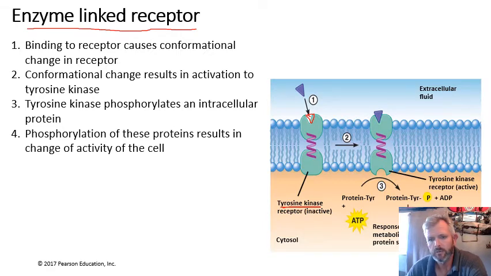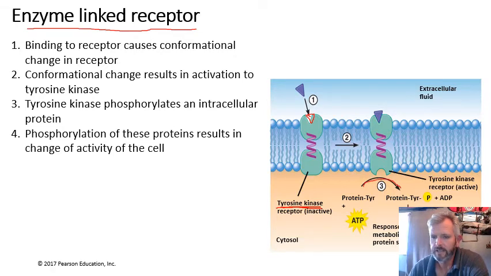So you see with no chemical messenger, the kinase is inactive. Binding activates the kinase, and remember from our enzyme lectures, what does a kinase do? It adds a phosphate group to a protein. In this case, it's going to add it to a tyrosine amino acid in a certain protein. Okay, so you see the protein with its tyrosine residue, not phosphorylated.